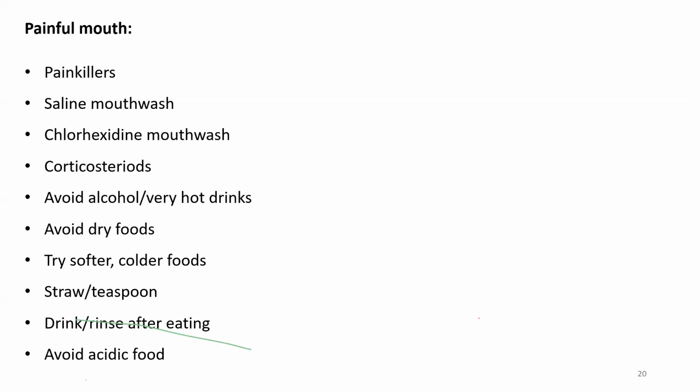If someone has a painful mouth or really sore parts of the mouth, you might want to consider using a straw so that those parts of the mouth are avoided, or a teaspoon, for example, so it just avoids irritating sore parts of the mouth. And then drinking and rinsing after eating can, as we said, make sure there's no food debris that could agitate the mouth. So we need to make sure that we're helping them to rinse after every meal where possible.